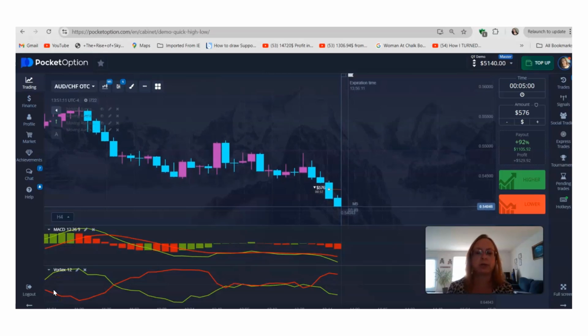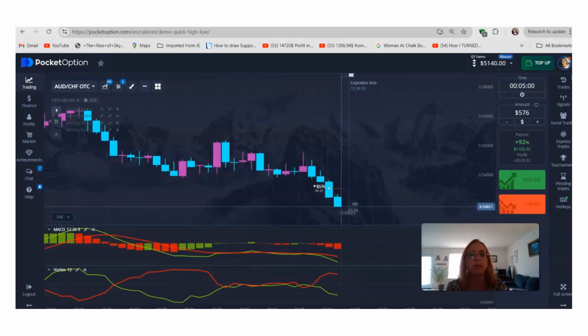So you can see that this trade is finishing out. We have less than a minute to go, and it appears that it is going to close in profit. So I'm just going to go over the rules and the conditions that need to be met in order to do a trade in the downward direction.